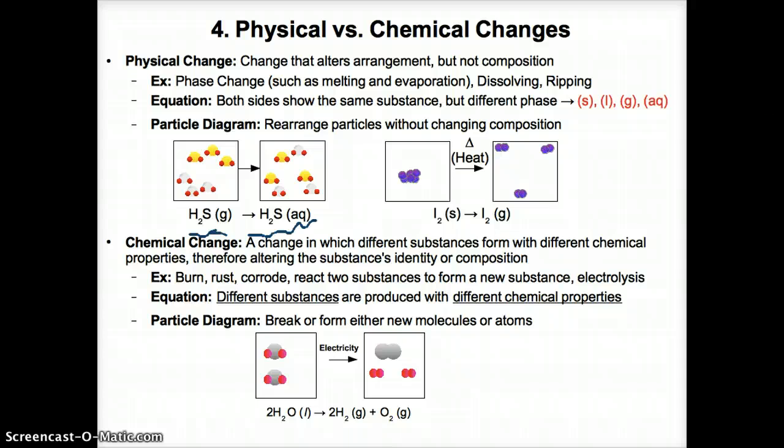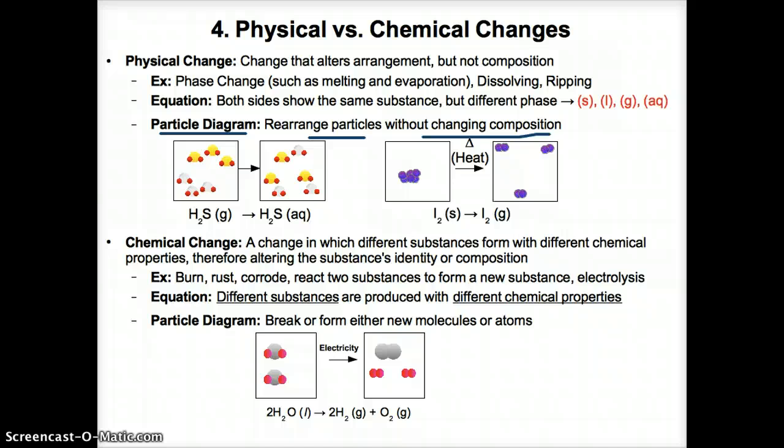All right, you see a similar situation for I2 solid or iodine solid becoming iodine gas at room temperature. Next, a physical change particle diagram, which looks like this or like this, shows particles rearranging without changing composition. So the particles don't detach or attach to form a new particle type. They just simply space out or move around.